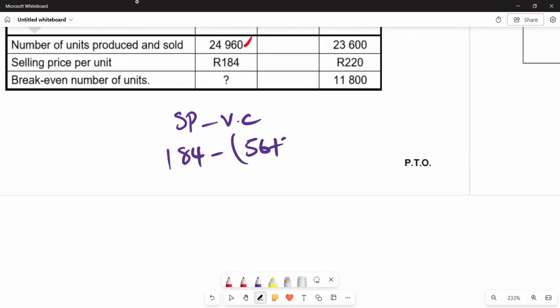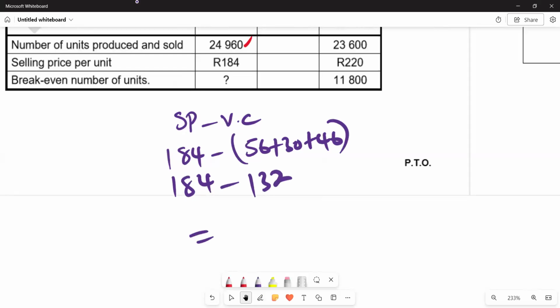56 plus 30 plus 46. Then we get the total for variable costs. So let's find out what we get. 56 plus 30 plus 46. We do that and you're going to get 132. So we are now going to say 184 minus 132 and see what we get there. 184 minus 132, and then you are going to get 52 there. So 52 becomes the answer that we have for selling price minus variable cost.